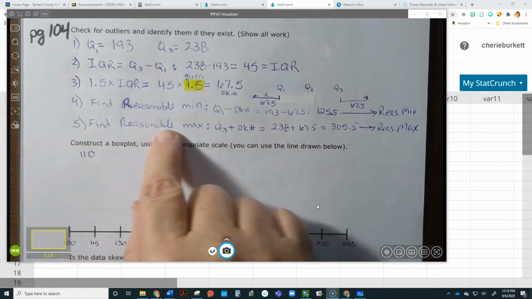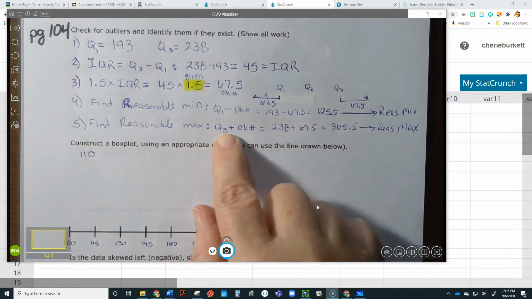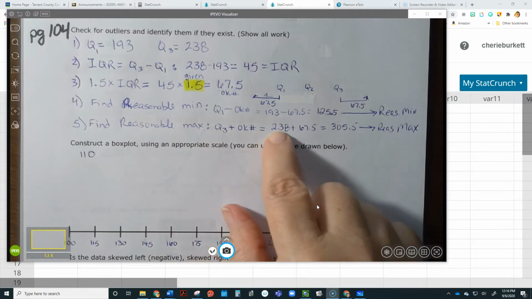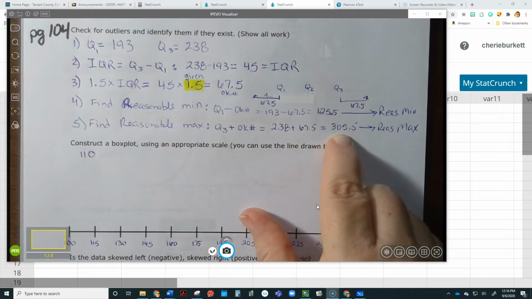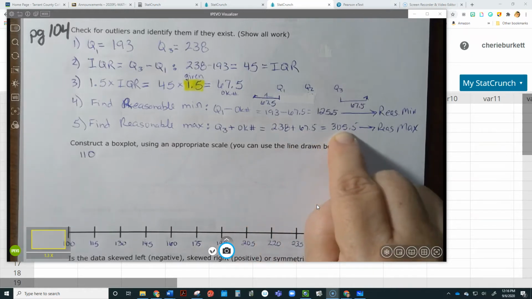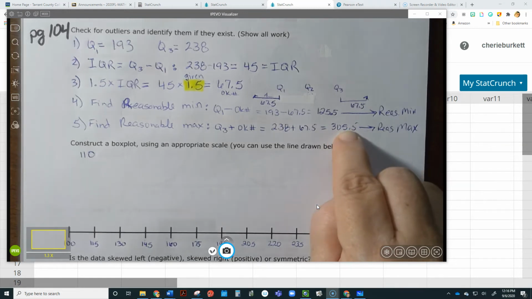But now let's go ahead and find our reasonable max. You take your Q3 plus your okay number, so that's 238 plus 67.5, and that says it's reasonable to have a maximum value that's as big as 305.5.